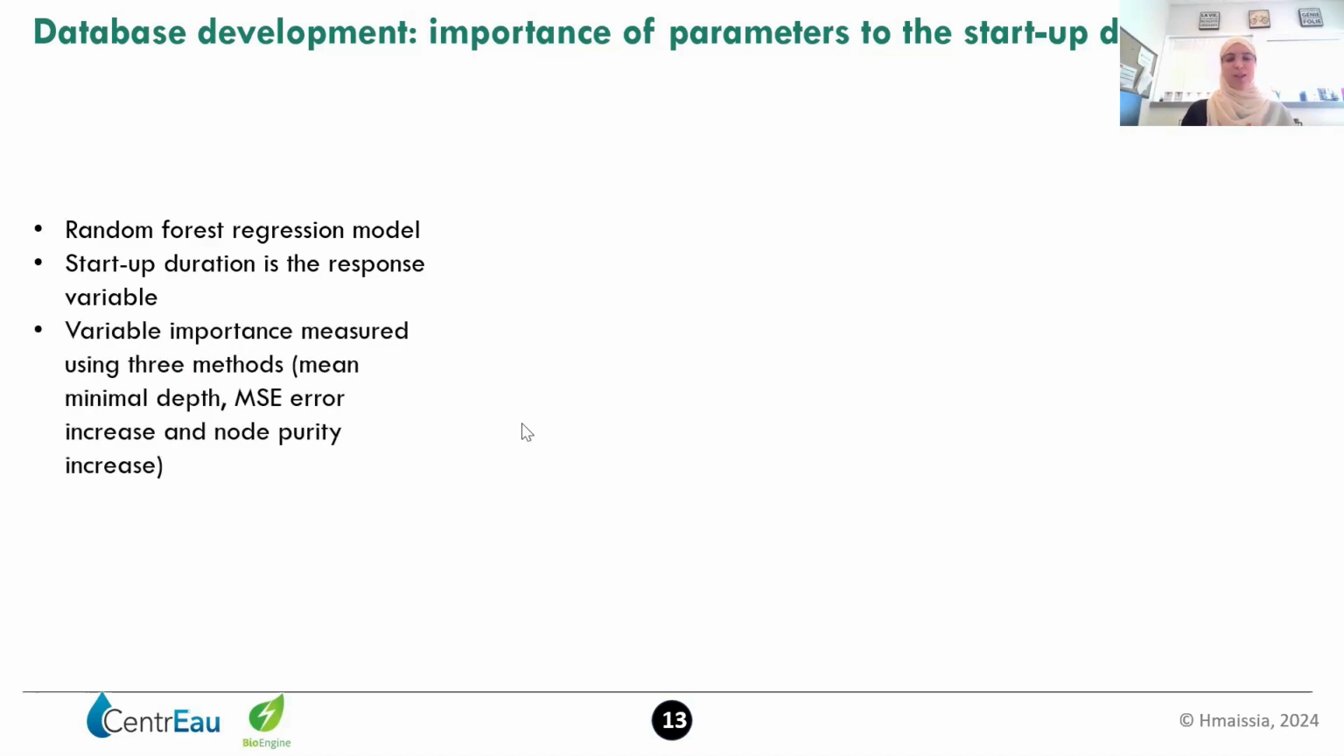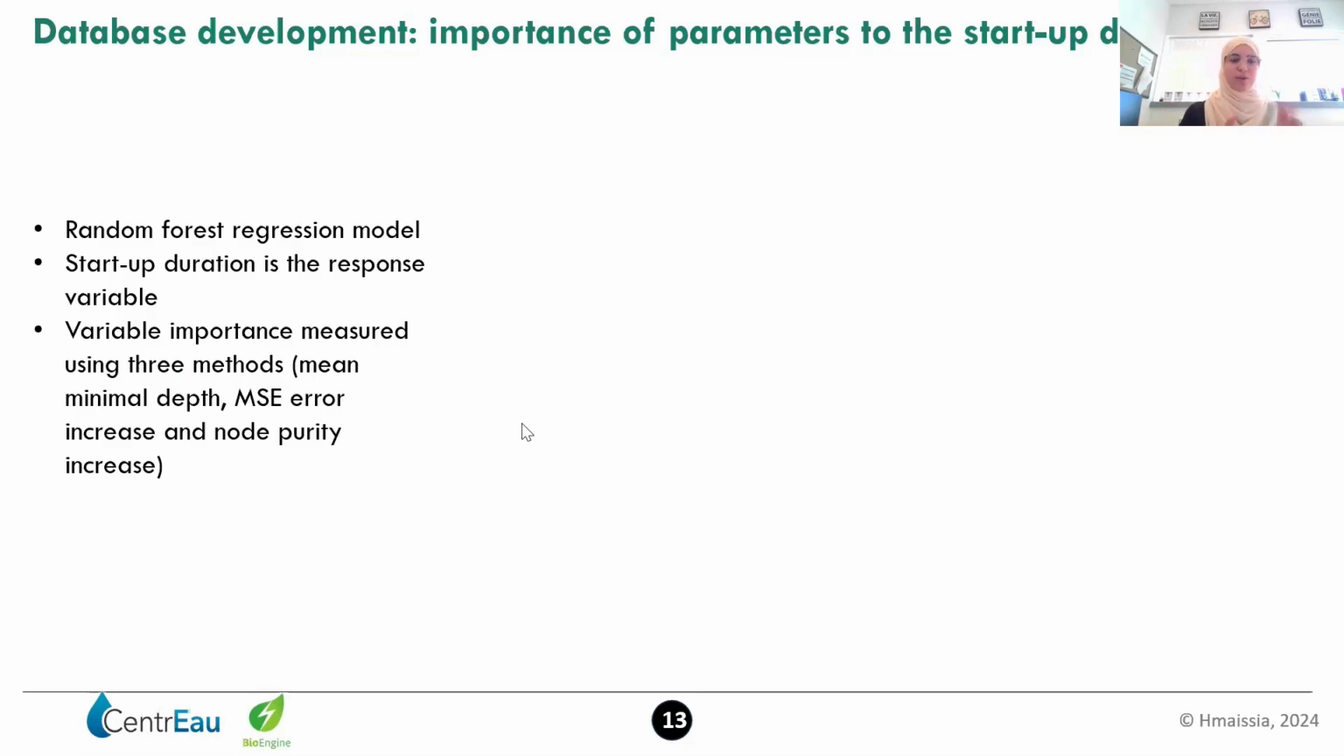We didn't aim at predicting the startup duration, because the anaerobic digestion process is complicated, and we cannot do that. And startup duration is a period of time. You cannot predict a period of time using regression, but instead we wanted to use the structure of the model in order to understand the impact of each variable on the startup duration. For that purpose, we calculated three variable importance measures, which are mean minimal depth, mean square error increase and node purity increase.